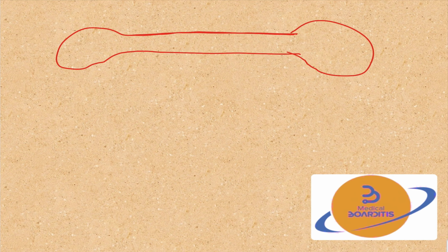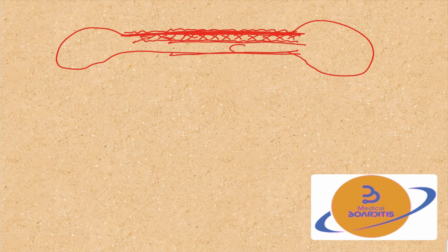So the outer surface of long bones is composed mainly of compact bone, and it's covered from the outside by the periosteum. And then after this compact bone, there is a small thin layer of spongy bone. And after this spongy bone, you will find the endosteum. And then after the endosteum, you will see the hollow medullary cavity that will contain the yellow bone marrow.